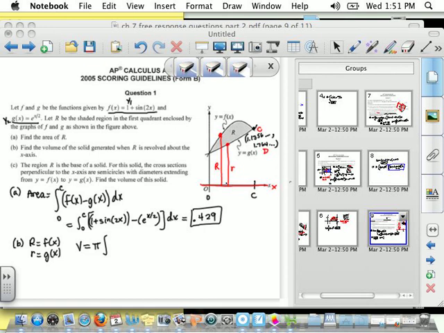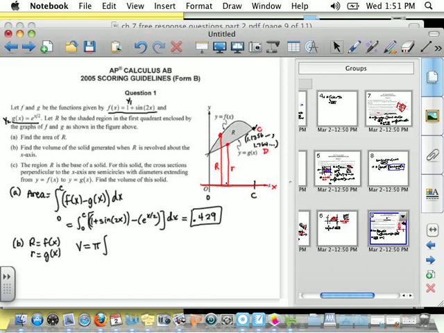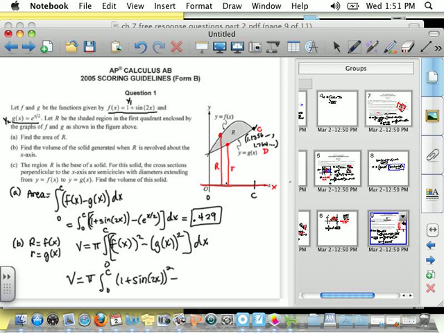Okay, so outer radius squared, so f of x squared minus g of x squared dx. And your x values still go from 0 to what we called c before. Okay, so if you didn't write it with f of x and g of x, it'd be 0 to c. F of x is 1 plus sine of 2x squared minus g of x, e to the x over 2, squared dx.